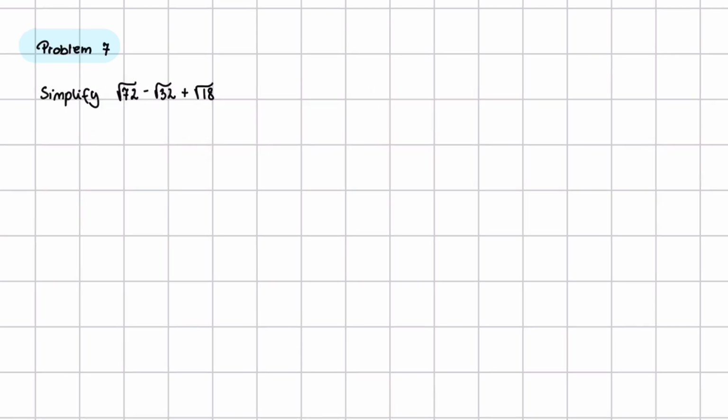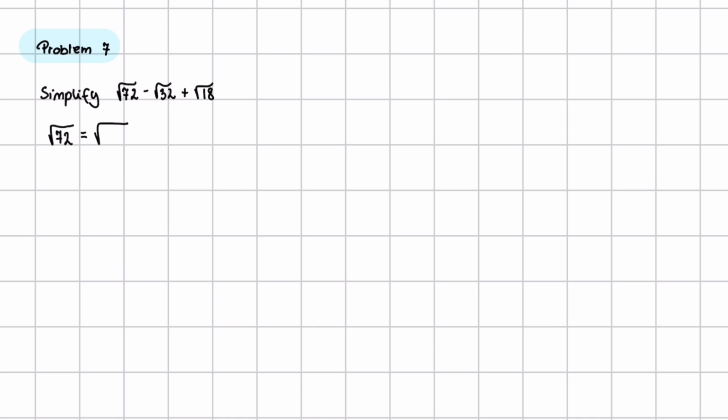Problem number 7. We have to simplify these square roots. So firstly, we can take square root of 72, and under the root we can multiply two numbers, and we can see that 72 divided by 2 is 36. And we know that the square root of 36 is just 6.